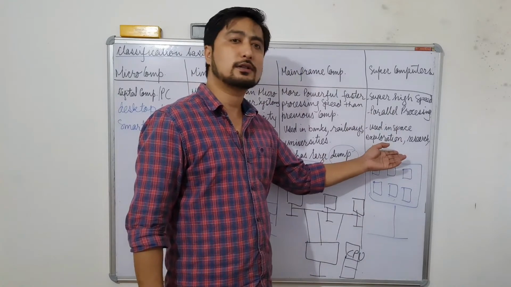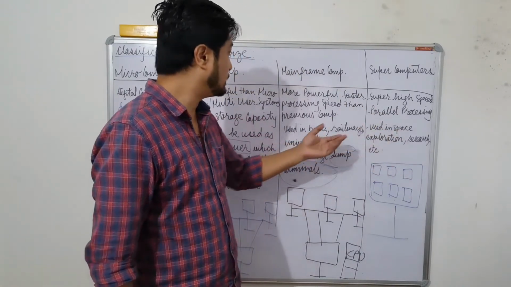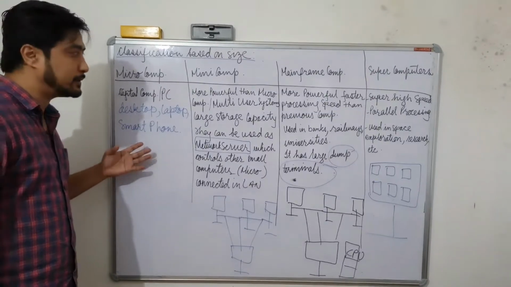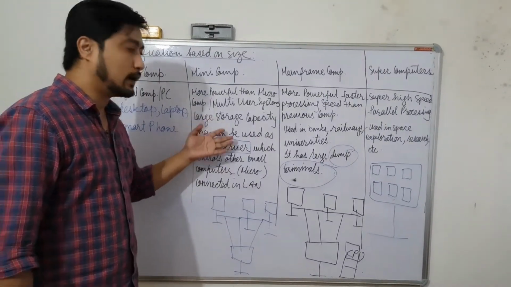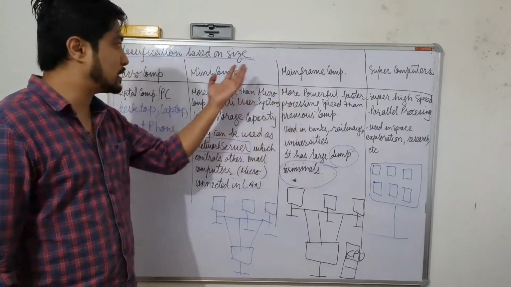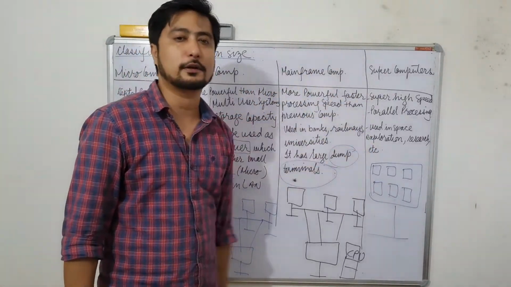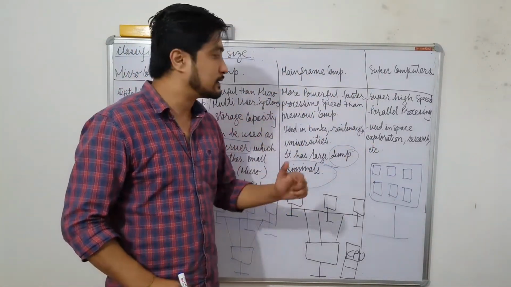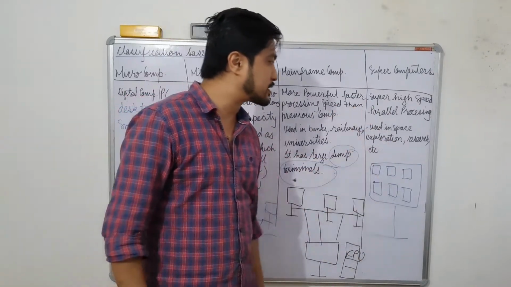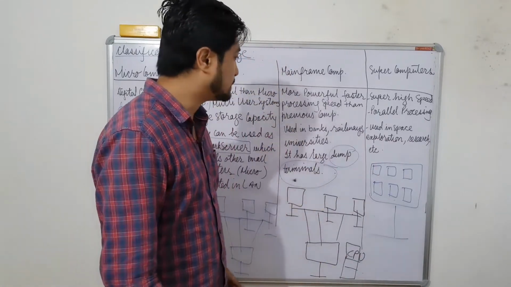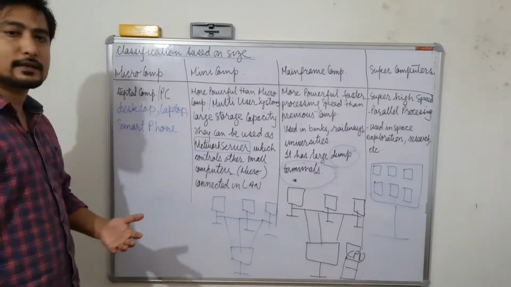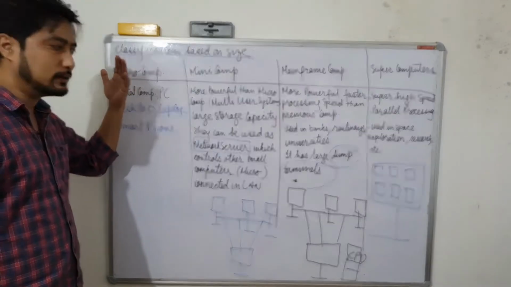And this is one of the costliest computers, while the microcomputer is one of the cheapest computers. Mini computer is costlier than microcomputer. Mainframe is costlier than mini, and the supercomputer is one of the costliest computers till now, and it is mainly used in research work, space exploration, weather forecasting, and in the engineering department. And these are the classification of computers based on size.